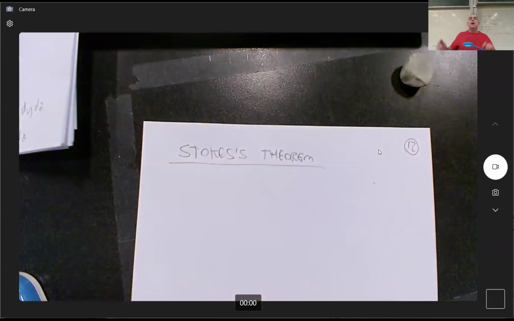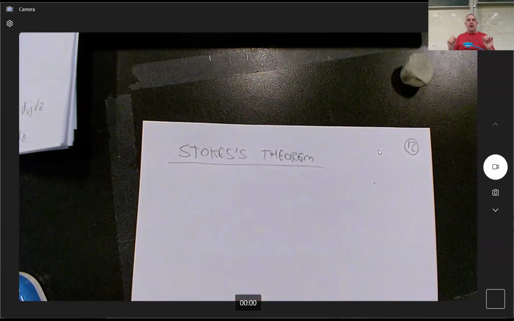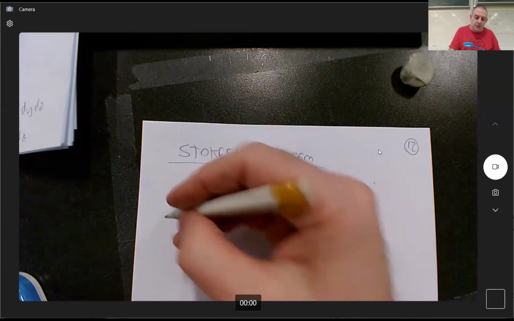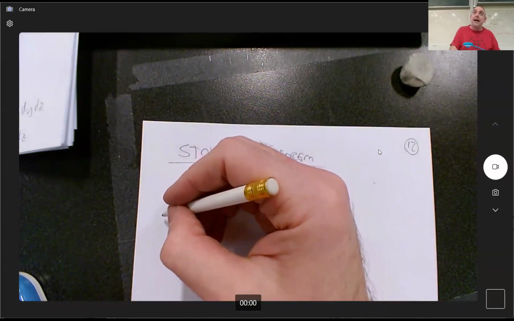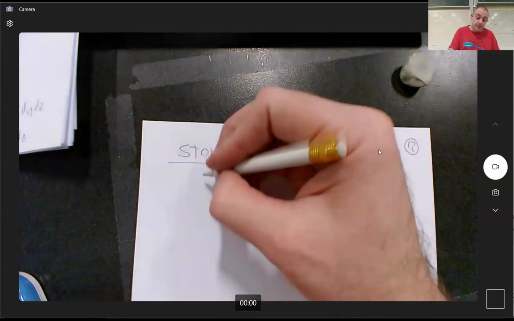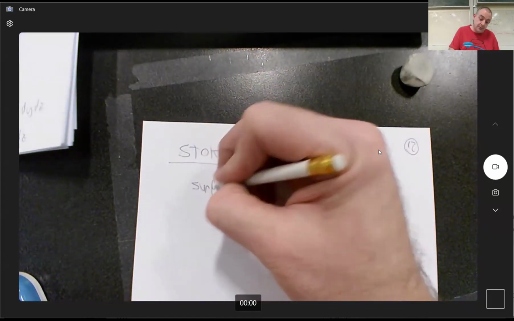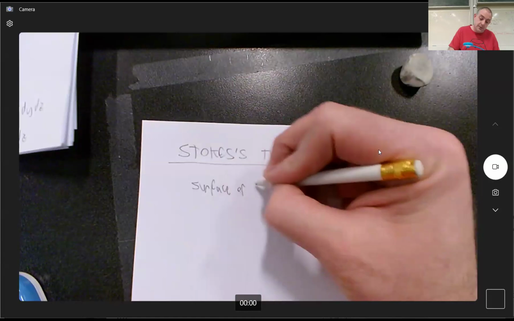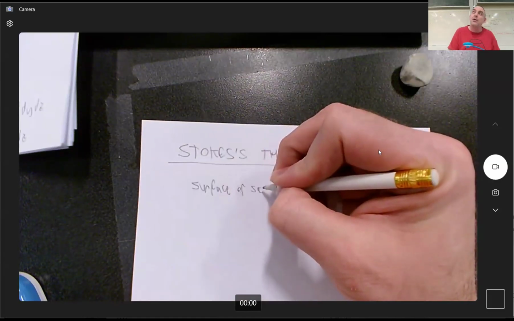Stokes's theorem also connects an area. It connects the same things in 3D as Green's theorem connects in 2D. It's just that it's a surface, not an area, because it doesn't just work on flat things. So Stokes's theorem works on surfaces and paths. So you have surface of a scalar function. I'm almost certain.